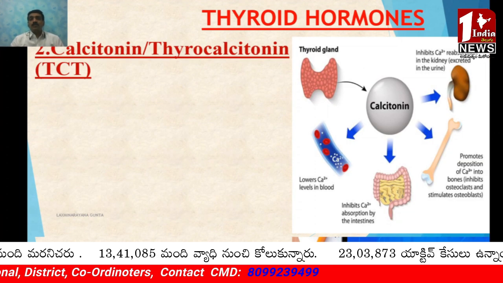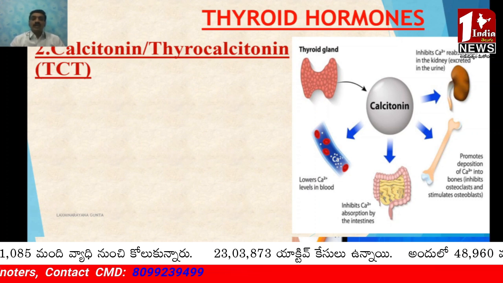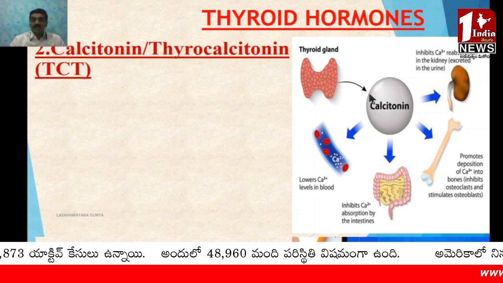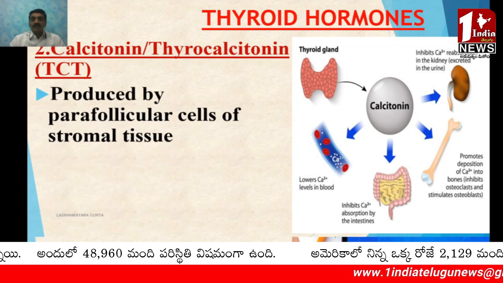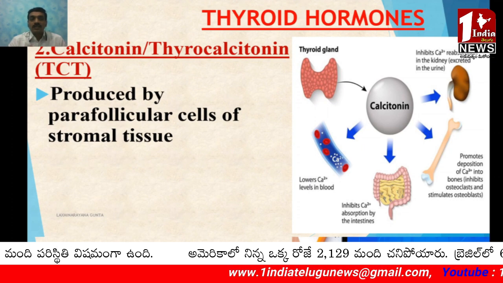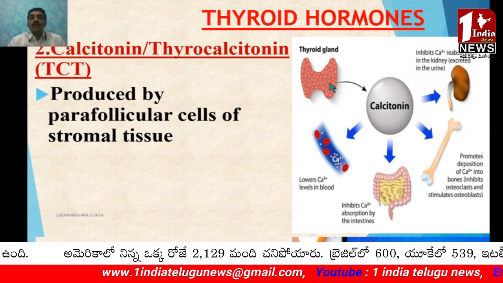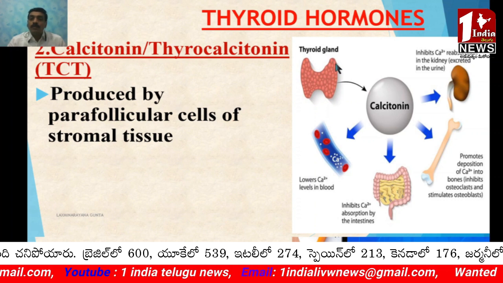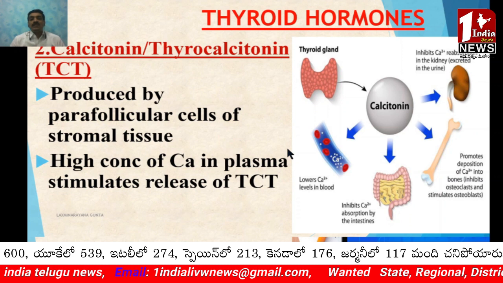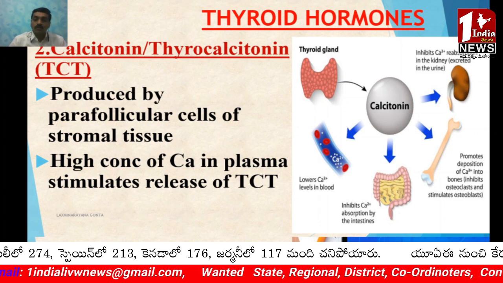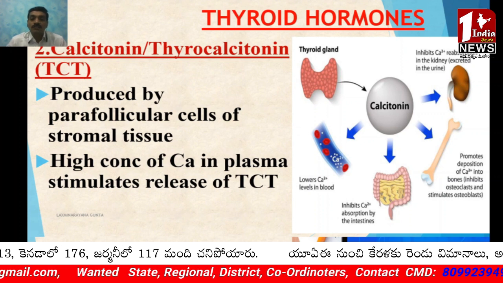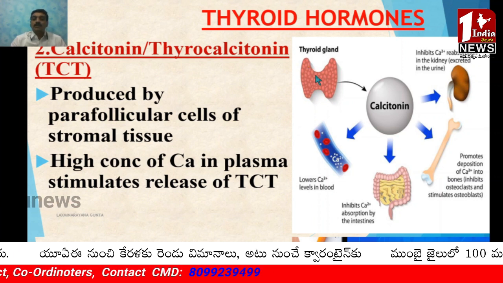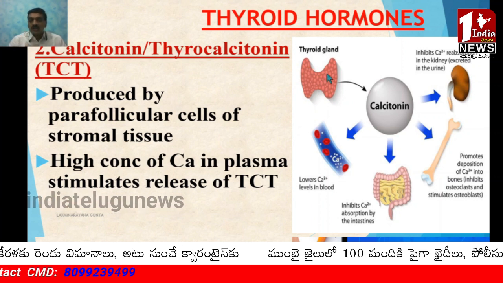And the second hormone of this thyroid is calcitonin or thyrocalcitonin, TCT. It is released by the thyroid. This calcitonin is produced by the parafollicular cells of the stromal tissue. Parafollicular means on the extreme sides. It is released when the concentration of calcium in plasma is high. The high calcium in plasma stimulates the parafollicular cells, and these cells release calcitonin.